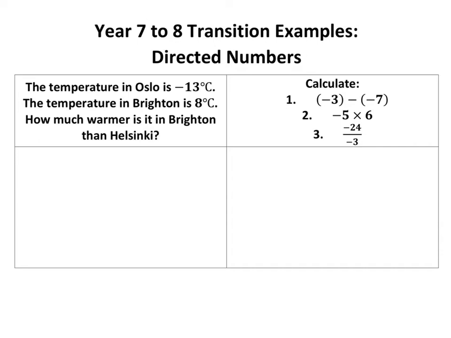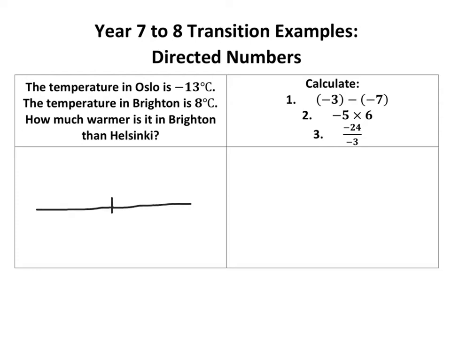So, the temperature in Oslo is minus 13 Celsius. The temperature in Brighton is 8 Celsius. How much warmer is it in Brighton than Helsinki? So, what you can think of here is, actually, I'll do this in black. There we go. Right, so you can think of a number line here.